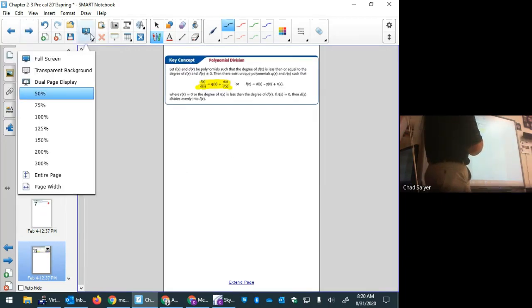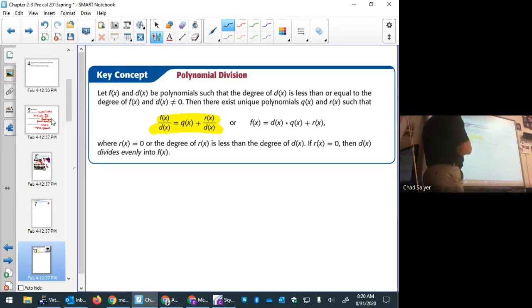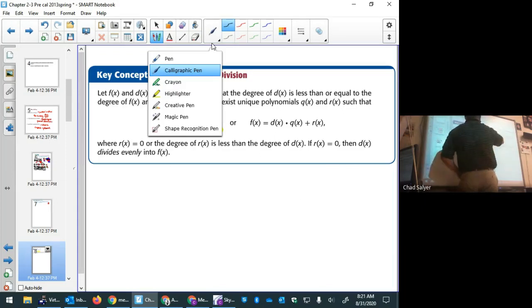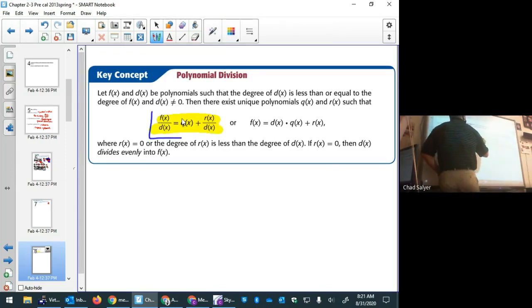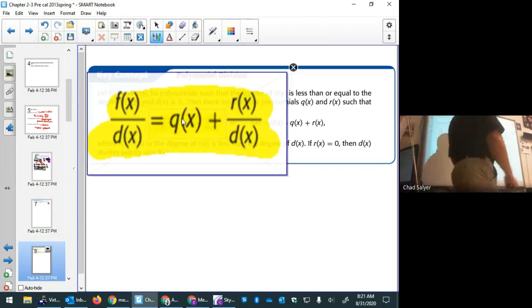So this is your book's little page on polynomial division. So it tells you that the quotient plus the remainder over the divisor. This part you need to note. Computer, enlarge. Thank you.